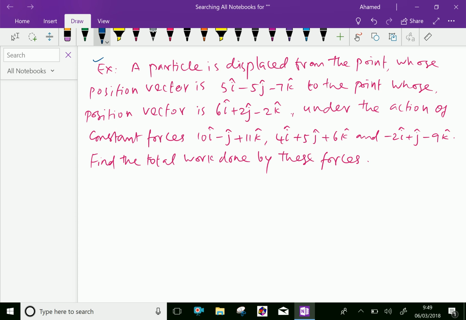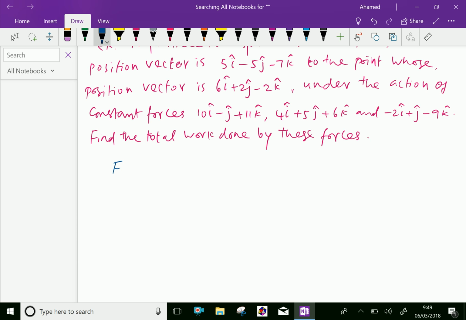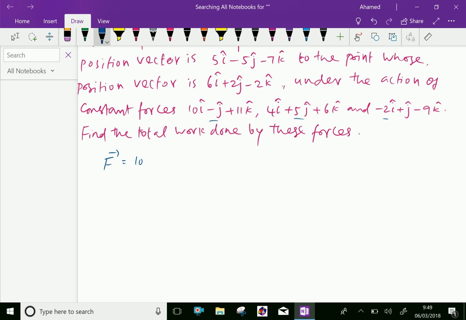Here, the force is made up of three vectors. You have to add the first force, the second force and the third force. Here, let us add them. 10i minus j plus 11k, plus 4i plus 5j plus 6k, plus minus 2i plus j minus 9k. Let us add them.